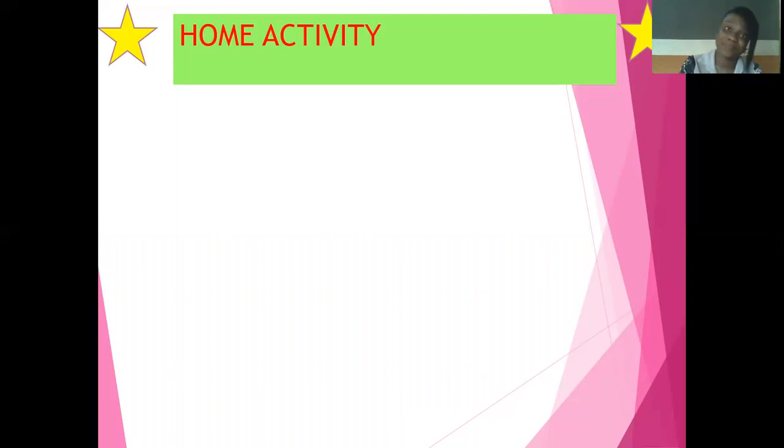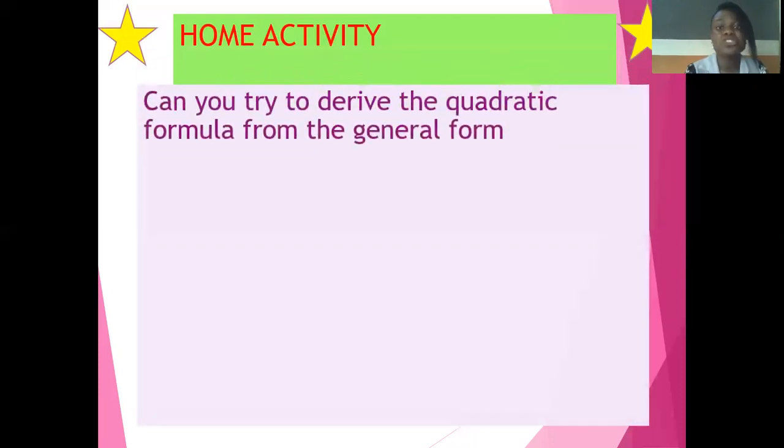But I want you to do something for me. Now, do you know that the quadratic formula is not abstract? It's not something that was just brought down from the moon or from Mars. You can actually get the formula on your own, and it will be fun if you get it. You'll be happy. So try it out. That's what I want you to do. Can you try to derive it?